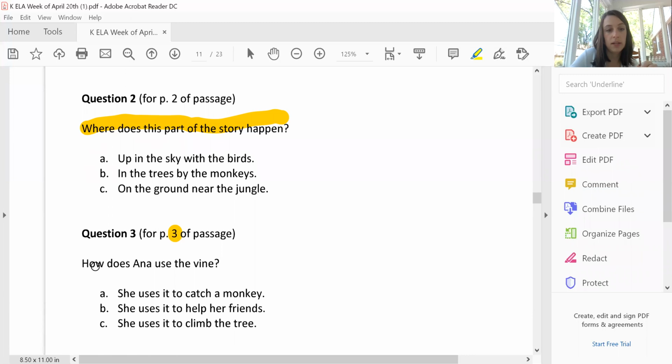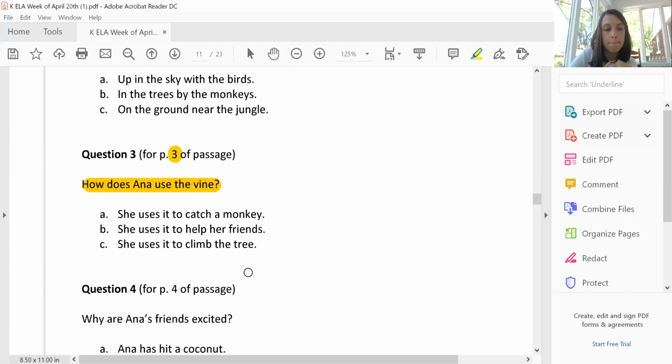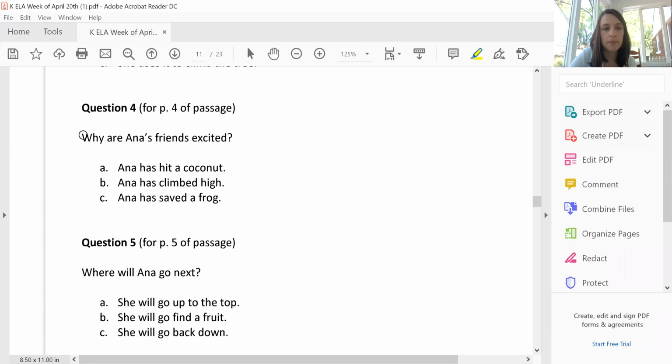Question 3, you can find it on page 3. How does Anna use the vine? A, she uses it to catch a monkey. B, she uses it to help her friends. Or C, she uses it to climb the tree. So look at the pictures or reread the words on page 3. Question 4, why are Anna's friends excited? A, Anna has hit a coconut. B, Anna has climbed high. Or C, Anna has saved a frog. So think about what this story told us. Go back to page 4 if you need to find your answer.